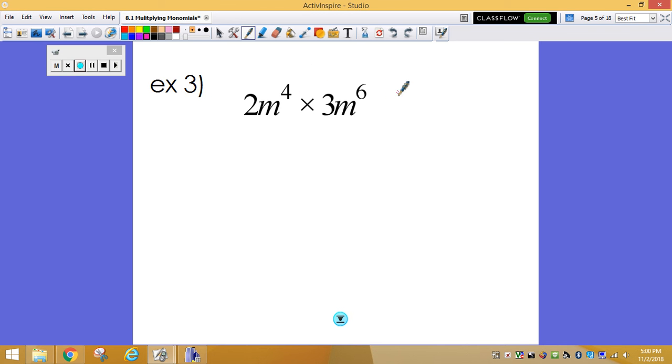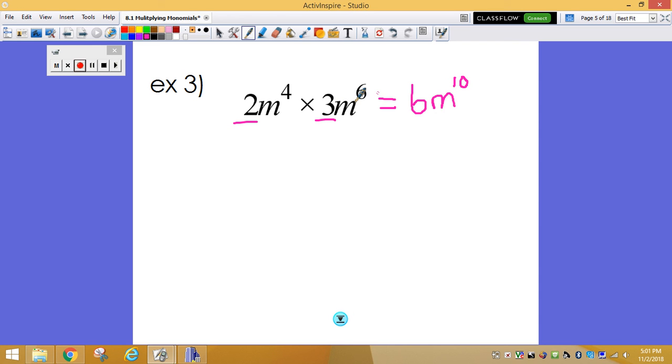All right, what if there are whole numbers out front? Whole numbers, you use the same rules that you've used your whole life. So I'm going to do 2 times 3. Whole number times whole number. 2 times 3 is 6. Okay. I'm going to bring my m over because that's my base. And you add the exponents. So 4 plus 6 is 10.